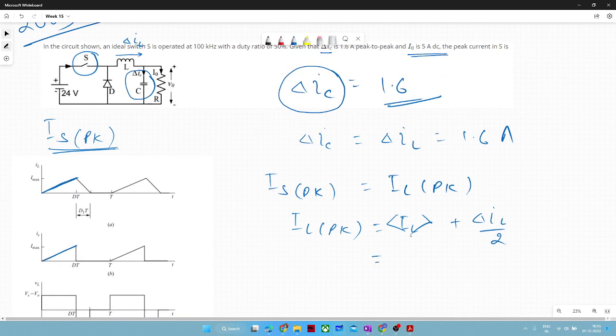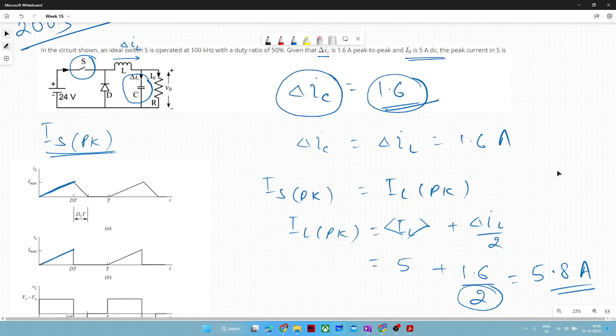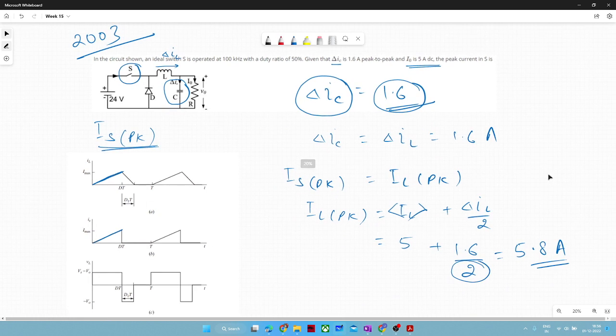So they already provided 5 ampere and we were given del IC, that is 1.6, and this divided by 2, and this will be 5.8 ampere. Okay. So just do not forget to divide it by 2, and I hope this is all.